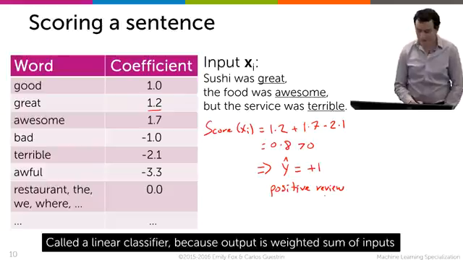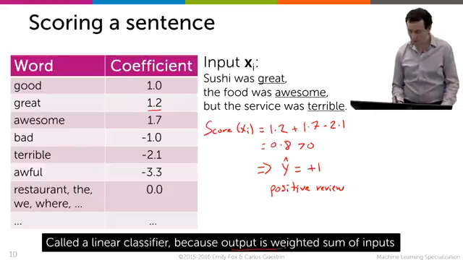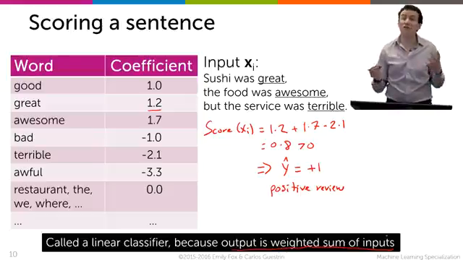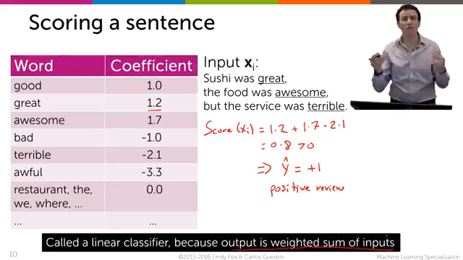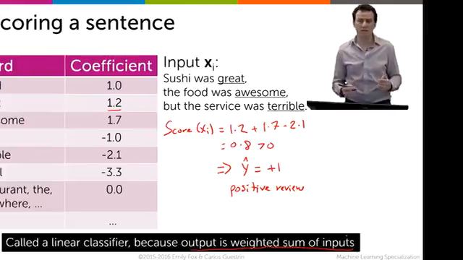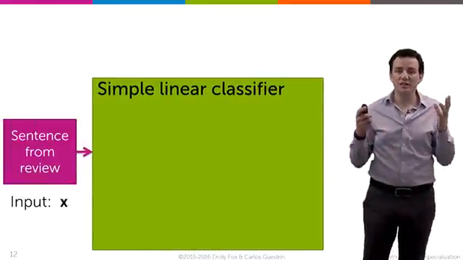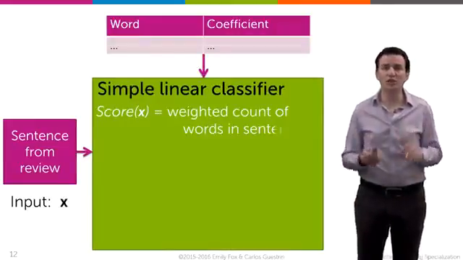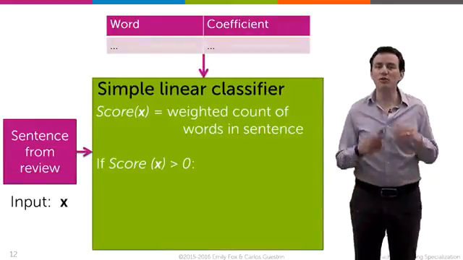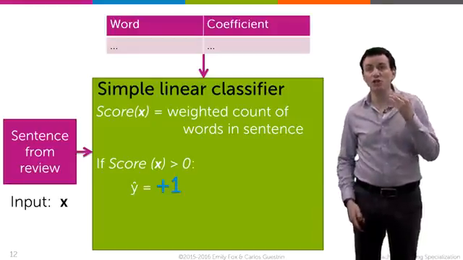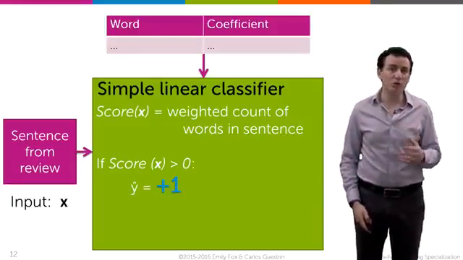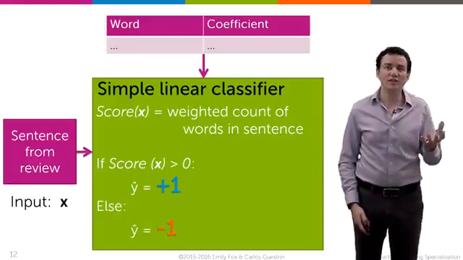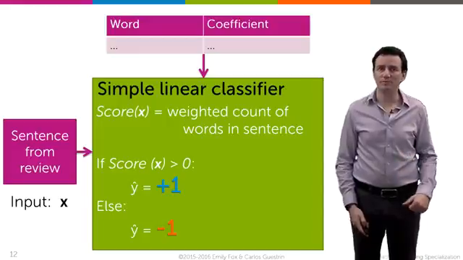And this is called a linear classifier because the output is the weighted sum of the inputs. So that's kind of what a linear classifier is. We'll see in a little bit more detail what that really means. So more generally, a simple linear classifier is going to take as input coefficients associated with each word, and then it's going to compute a score for that input. If the score is greater than 0, we say that the output, the prediction y hat, is +1. And if the score is less than 0, we say that the prediction is -1.